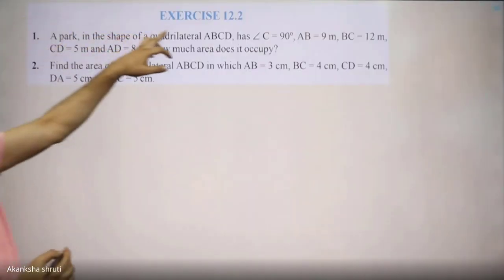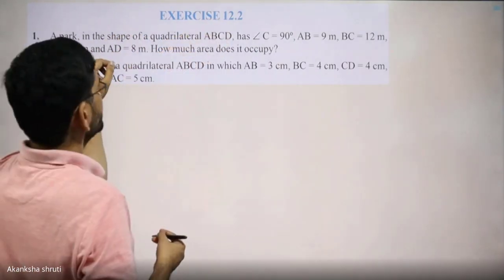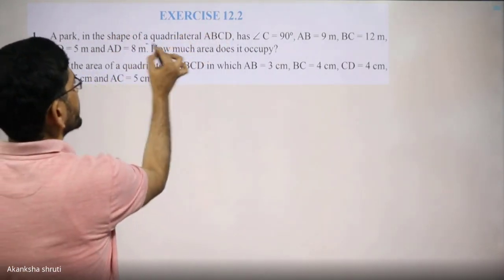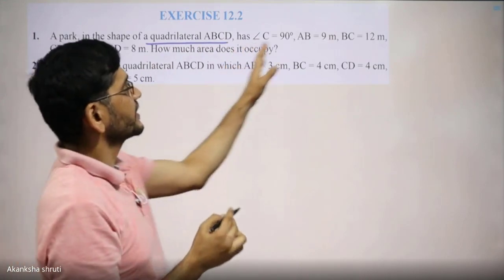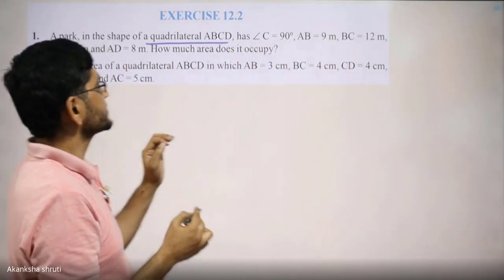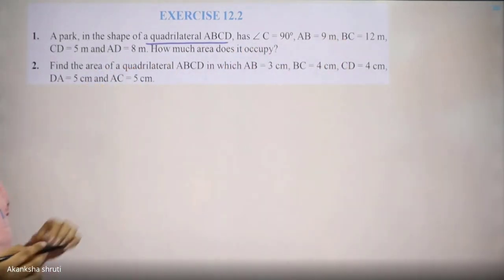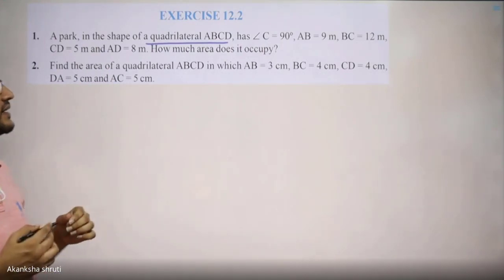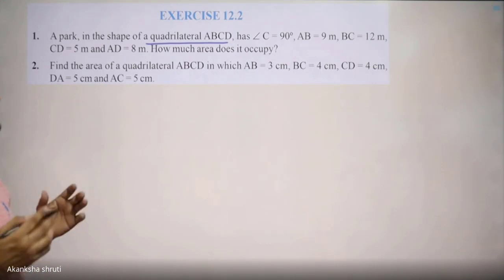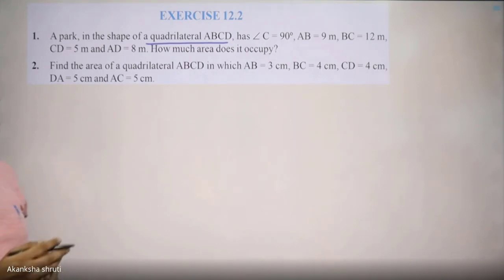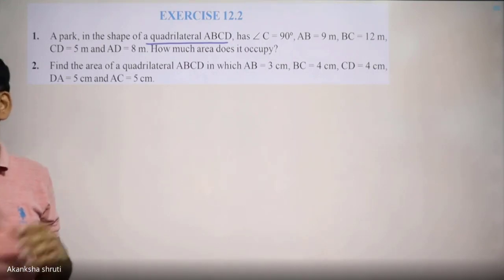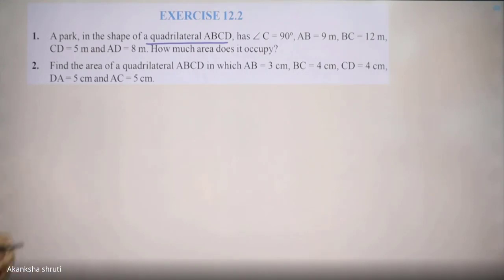It was this. Now today, let us consider exercise 12.2, in which we are given any quadrilateral, and their angles and side lengths are given, and we have to find the area of that quadrilateral. So it is an application of finding the area of a quadrilateral by dividing it into triangles, or known figures. Then the area of a triangle can be calculated by using Heron's formula.